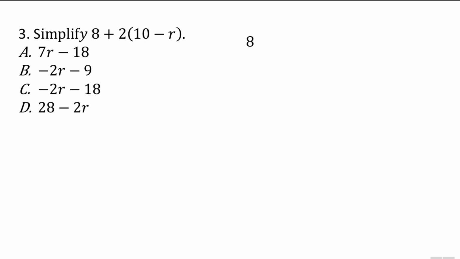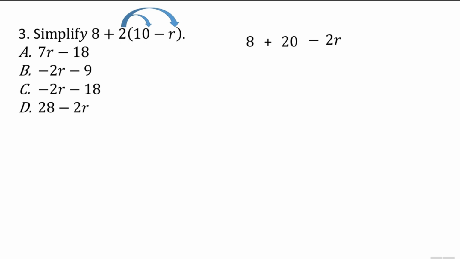And then I'm multiplying 2 times 10, so that's 20. And I put back my plus sign there. And then I'm multiplying 2 times that minus r there, and I write back my minus 2r there, okay?